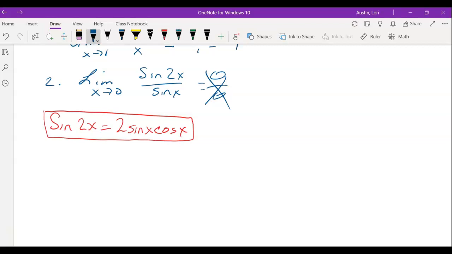Oh, well, it's a trig identity. That means I can rewrite this limit, and instead of writing sine of 2x, I can write 2 sine x cosine x. What does that allow me to do? Take out your sine x. Boom. Rewrite your limit.